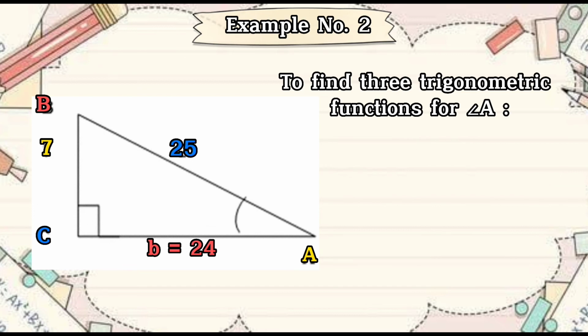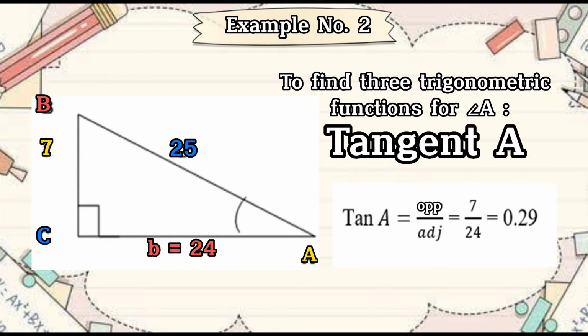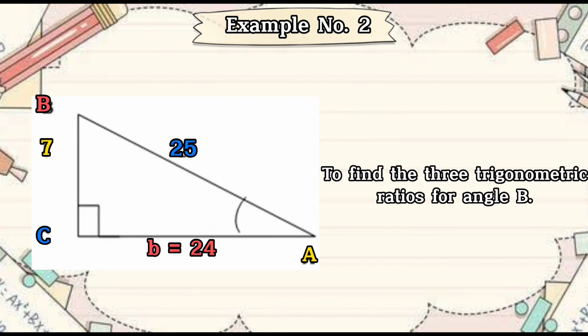Next, to get the value for tangent A, let us use the formula for tangent, which is opposite over adjacent. At substitute lang natin ulit sa triangle yung given ng opposite and adjacent. Therefore, 7 over 24 is equal to 0.29. Thus, tangent A is equal to 0.29. Next, to find the three trigonometric ratios for angle B.